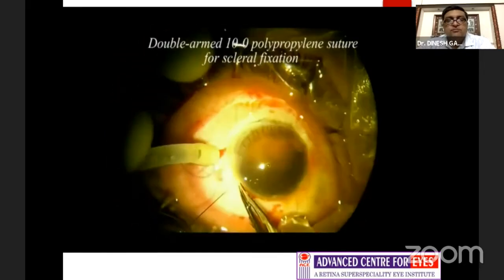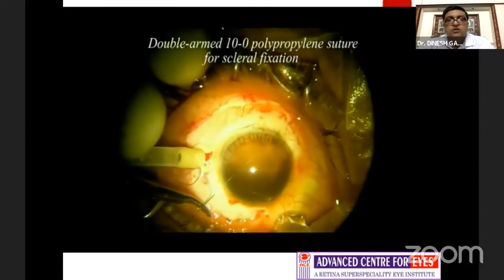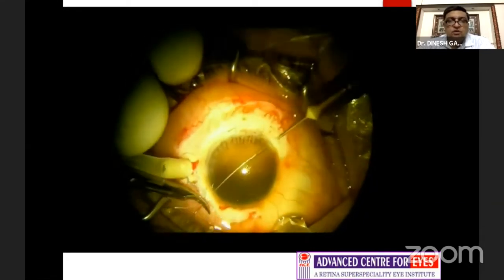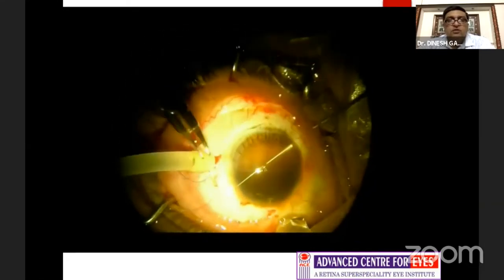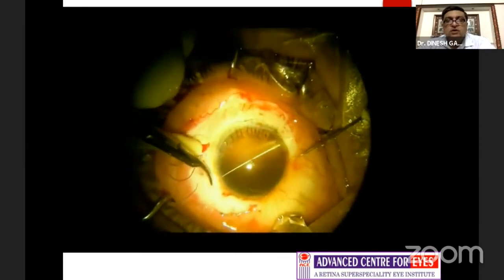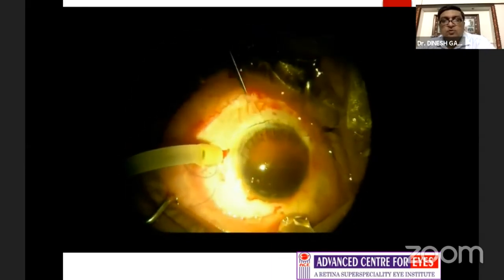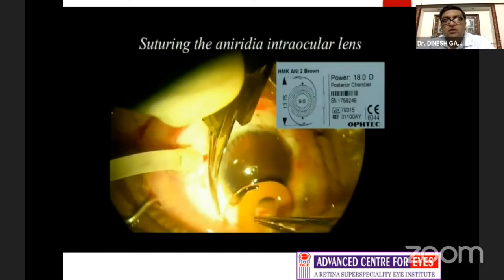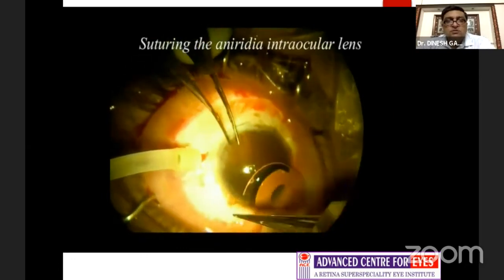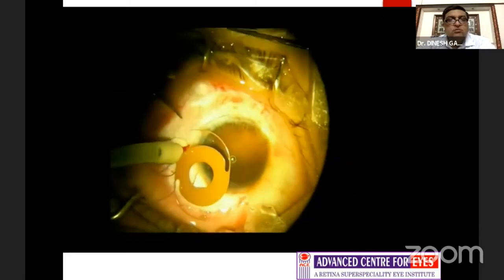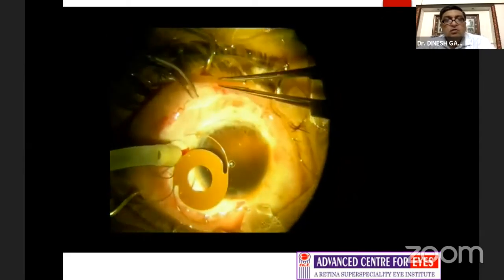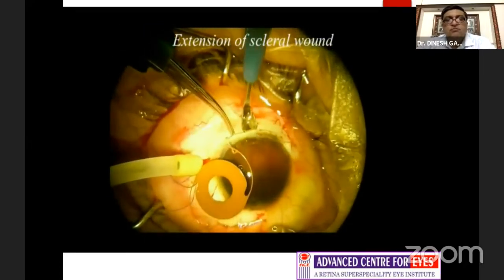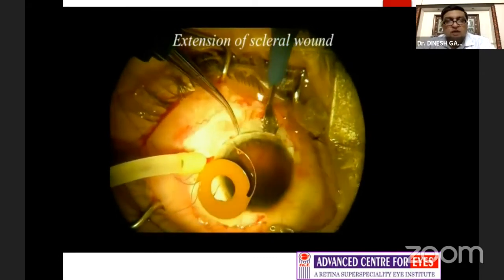The anterior chamber is opened. Partial vitrectomy was already done in this situation, and there was a total aniridia, so there was no need for any further anterior vitrectomy. In this case, I used 10-0 polypropylene suture. Nowadays, I am using 9-0 polypropylene. And this is the lens from a company called Hoffman in Holland. These are basically custom-made aniridia lenses, and it has worked very well in our hands.